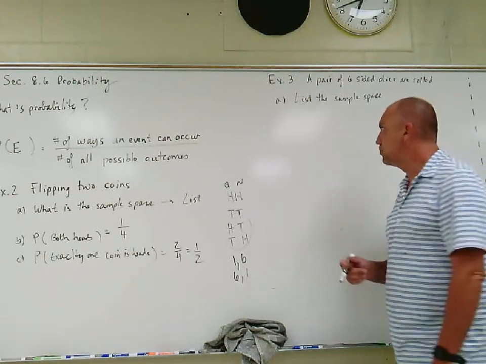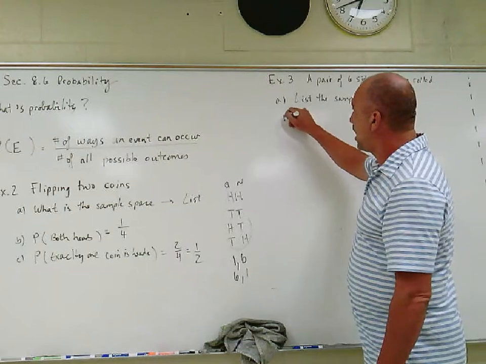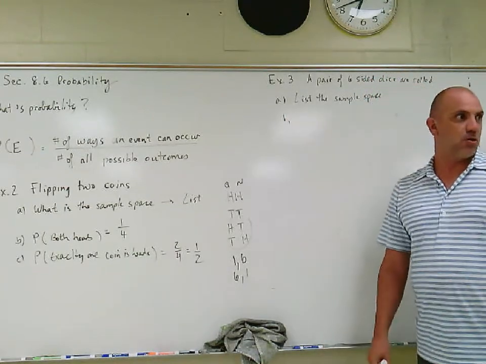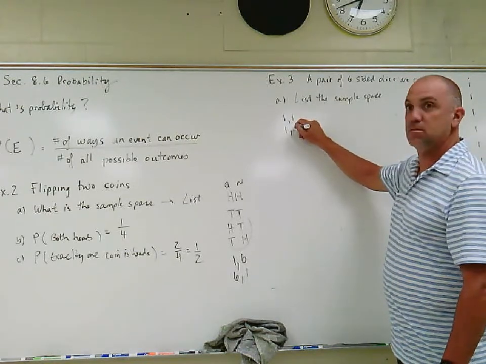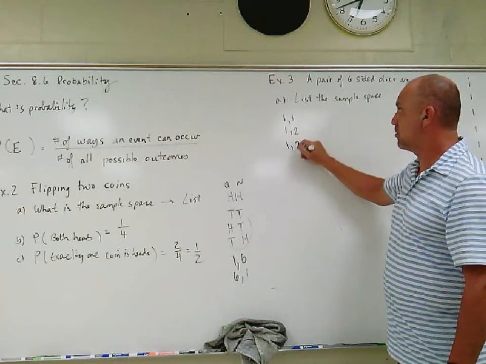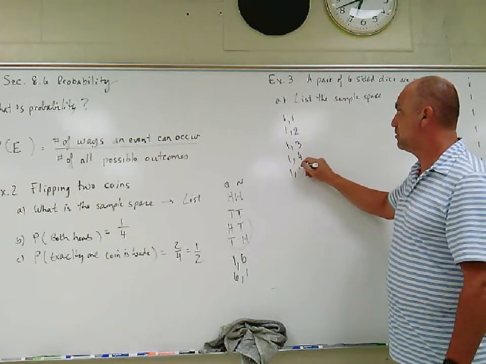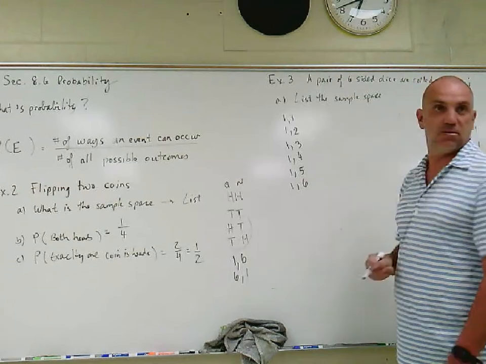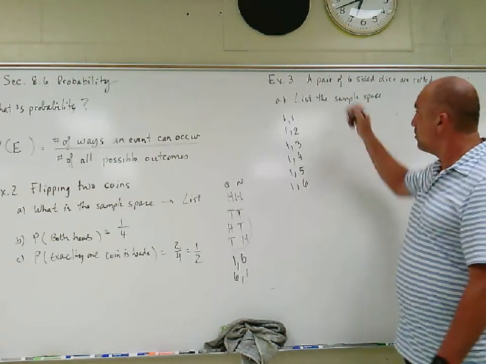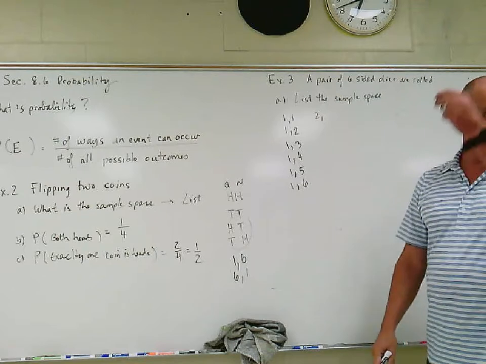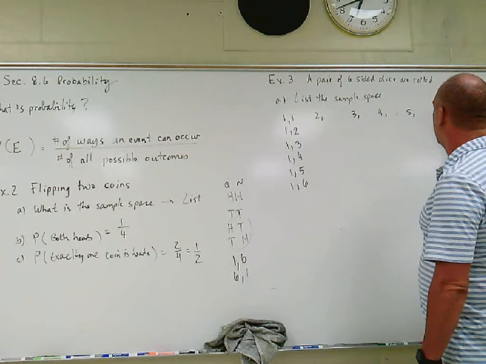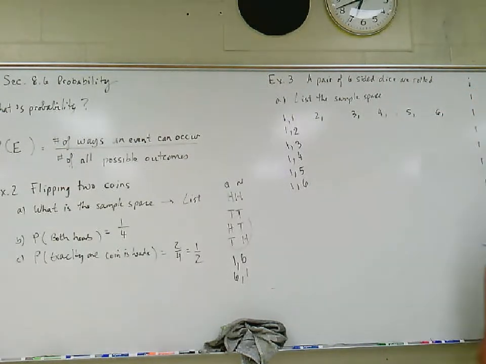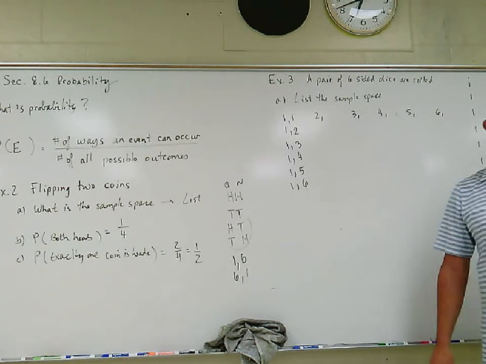Here's what I usually do. I start like this. The first die is going to be a 1. What could happen with the second die? It could be 1 and 1, 1 and 2, 1 and 3, 1 and 4, 1 and 5, 1 and 6. All right? Now, the first die is always a 2. List everything. The first die is always a 3, always a 4, always a 5, always a 6. Now, you list the sample space. It's good to do it one time and have it, because you'll refer to this on certain problems.